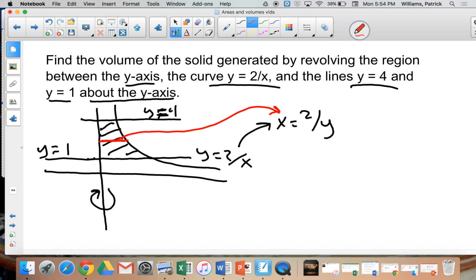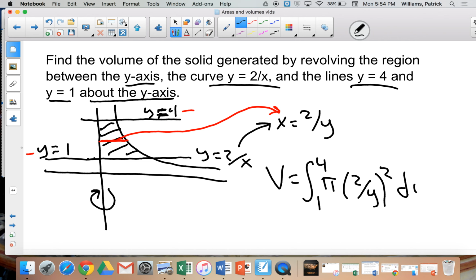So we've got our radius function, we've got our limits of integration from 4 to 1, so we should be good to go. So if we write this volume, the volume will be the integral from 1 to 4 of pi times 2 over y, squared, dy. And there we go. That's the integral expression that's going to give us the volume of that region.